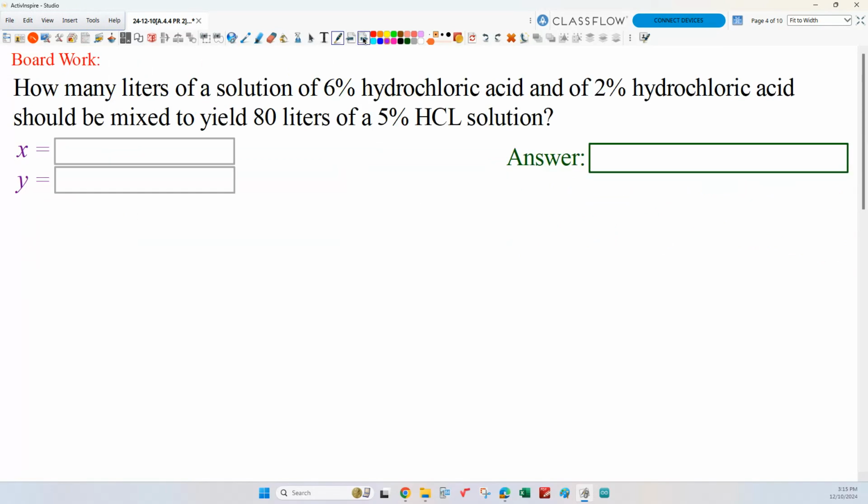Before you jump up there, let's talk about this for a second. Let's read through this together. How many liters of a solution of 6% hydrochloric acid and of 2% hydrochloric acid should be mixed to yield 80 liters of a 5% hydrochloric acid solution? Okay, what does it mean if you have a 6% hydrochloric acid solution? What does 6% mean?